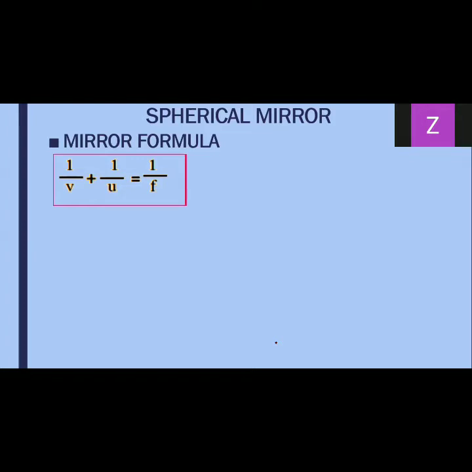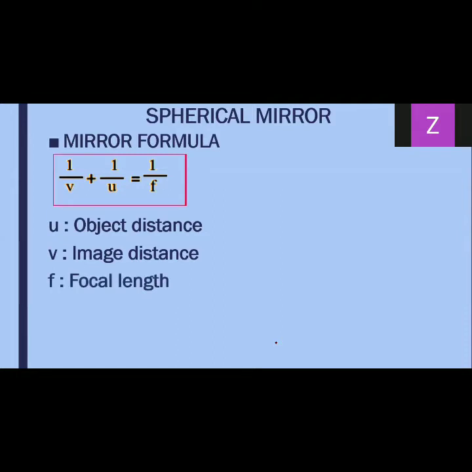I hope you know all the concepts, as in I hope you know all the variables, what they are called. U is called the object distance, which is the distance of the object from the mirror. Let it be any mirror, maybe convex, maybe concave, doesn't matter. V is the image distance, the distance of the image from that particular mirror. Again, it can be any mirror. F is the focal length.